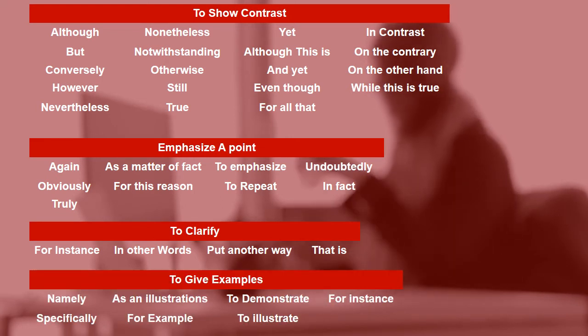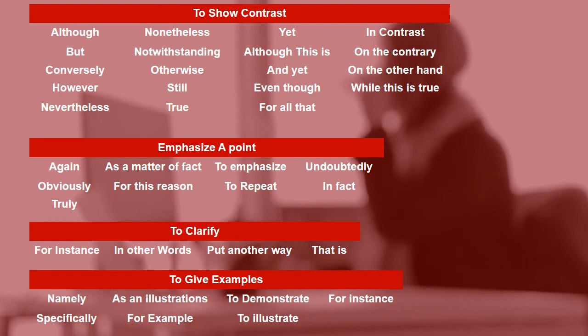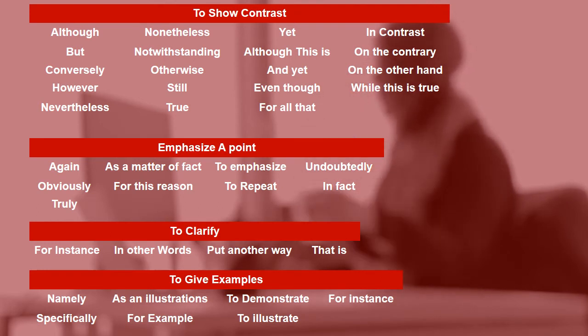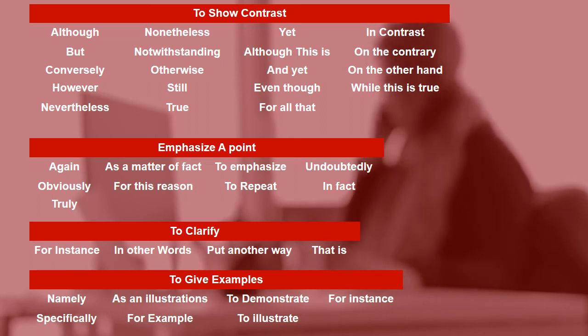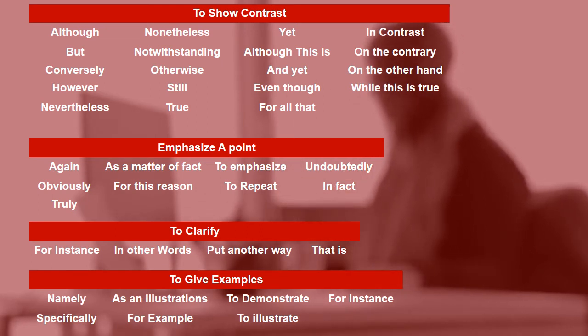Words like namely, specifically, as an illustration, to demonstrate, for instance, all help you give examples. To introduce a result, words like accordingly, consequently, as a result of, due to this, help you conclude the idea.